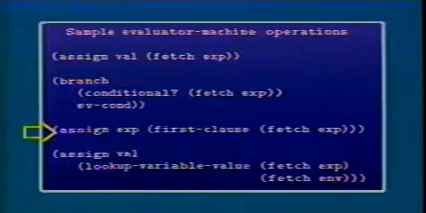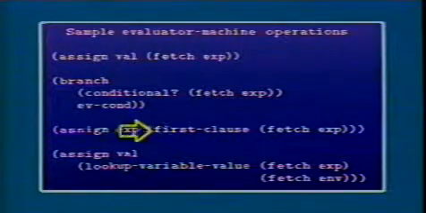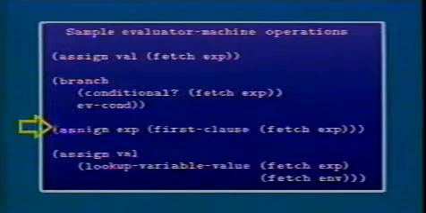Another kind of operation, and there are a lot of different operations, assign to exp the first clause of what's in exp. This might be part of processing a conditional. And again, first clause is some selector whose details we don't care about, and you can imagine that as a subroutine which will do some list operations, or you can imagine that as something that's built directly into hardware.